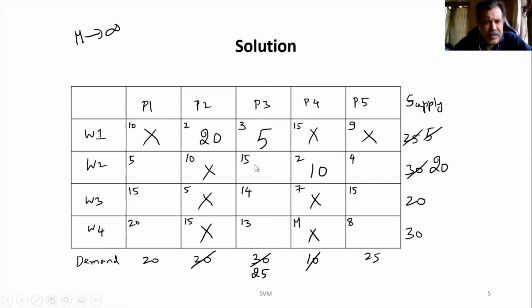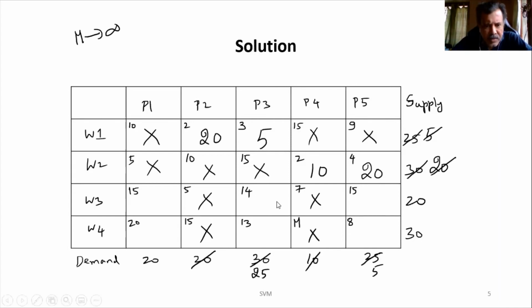Okay, the next least cost. Now the next least cost is 4, which is available in only one place, not in more than one place. So when you come here, you compare the supply and demand. Supply is 20 and demand is 25, so we will allocate 20 here. Since 20 is fully done, close this, this, and this. Since 20 is already done, this 25 will be reduced to 5.